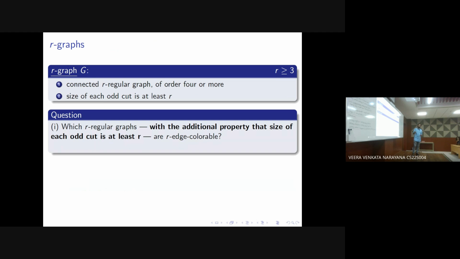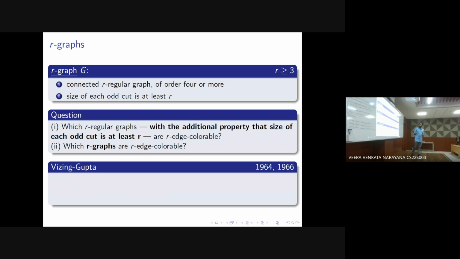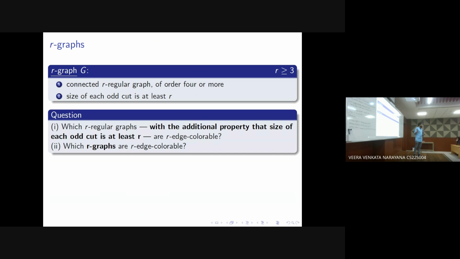So now we can rephrase this question like this: which R graphs are r-edge-colorable? Note that we are not going to solve this question. This is a very classical, difficult problem. So I just wanted to motivate you to understand clearly the definition of R graphs. These R graphs are r-regular graphs which are connected and have at least 4 vertices, with the natural restriction that size of each odd cut is at least r. That's it. Connected is technical, but for some results we are putting connected and 4 or more vertices. We can even discard that.